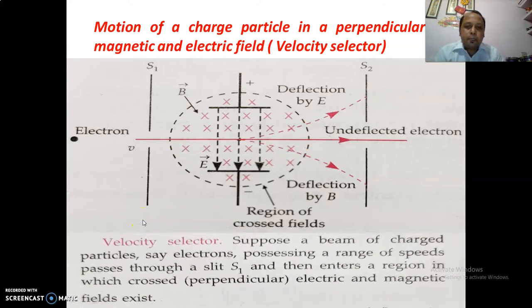So now this is the velocity selector. Here we will have the forces due to the electric field and magnetic field in such a way that they equal each other, and if they equal each other, then that charged particle will move in a straight line without any deflection. Otherwise, if the forces due to the electric and magnetic field are not equal, then the charged particle will not move in a straight line. It will get deviated in either direction, upward or downward.